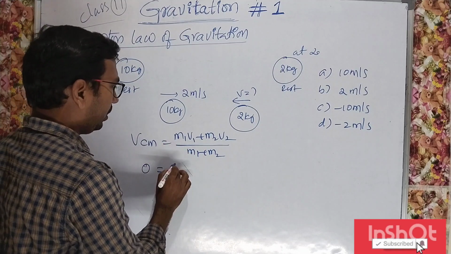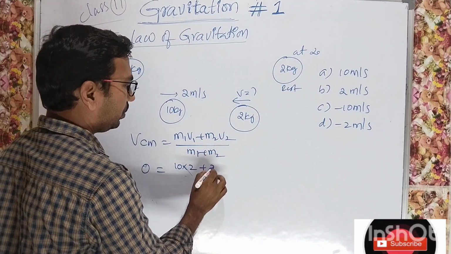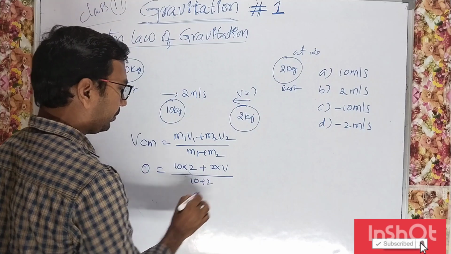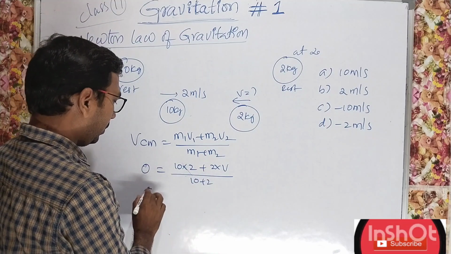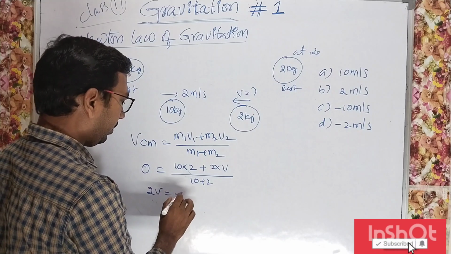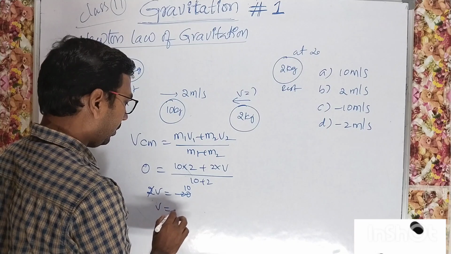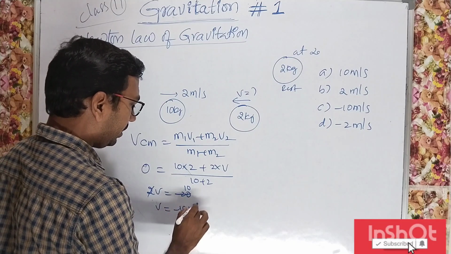So what is M1? 10. What is V1? 2. Plus M2 is 2, times V, by 10 plus 2. So you will get 2V is equal to minus 20. V is equal to minus 10 meter per second.